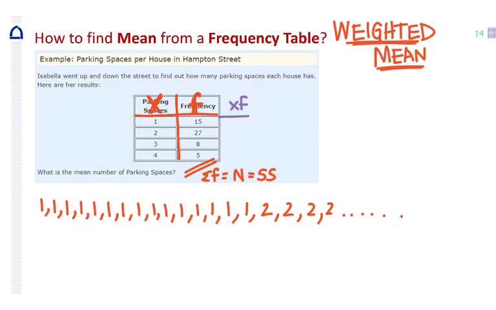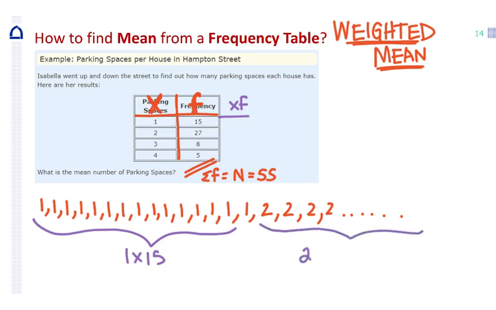So in fact, the way you find weighted mean from a frequency distribution is you multiply x times f. You'd say, okay, 1 plus 1 plus 1 plus 1, 15 times, that's just 1 times 15. And then 2 plus 2 plus 2 plus 2, on and on, 27 times, that's just 2 times 27, and so on. So we'd multiply these.